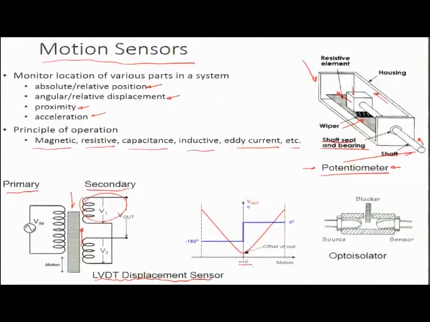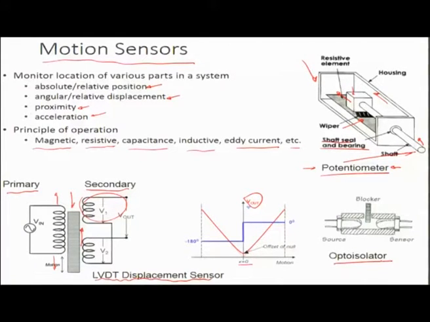You can see that at x equal to 0, there is a certain output response, which changes if x oscillates to either side of 0. So if it goes down, there is a signal with a changed phase. If there is a motion bottom up, there is again a change in the output with a change in phase across the 0. So this is how an LVDT works.